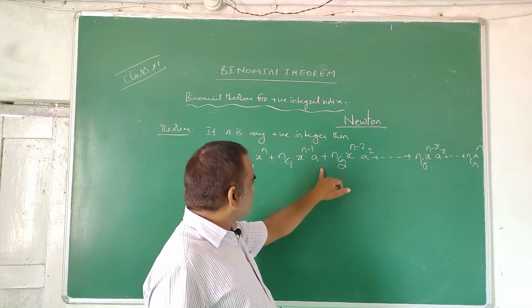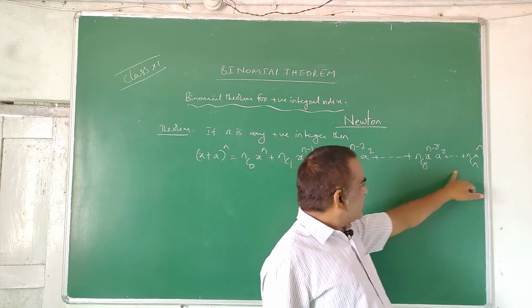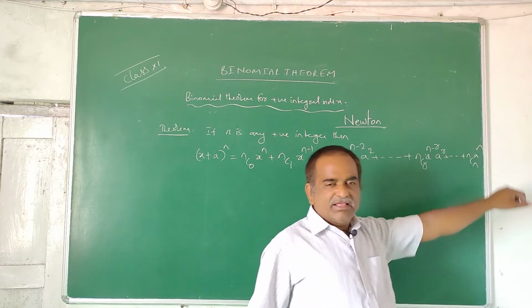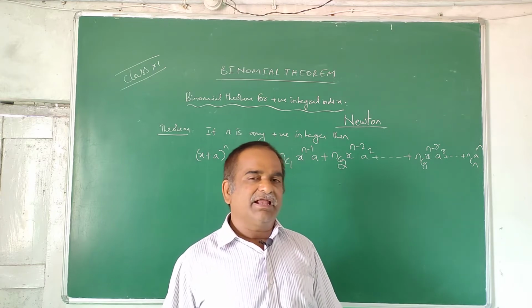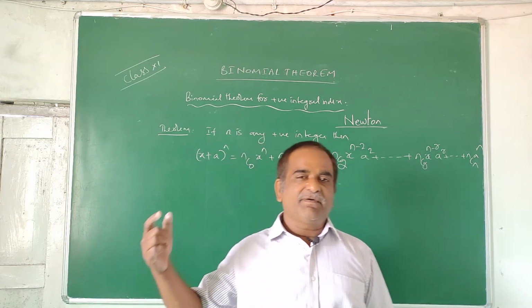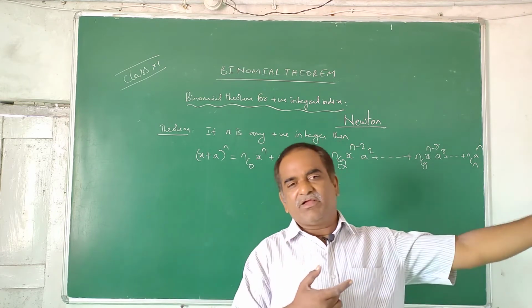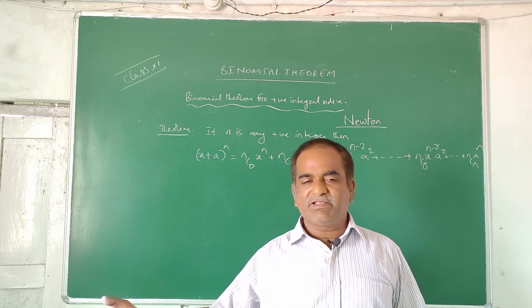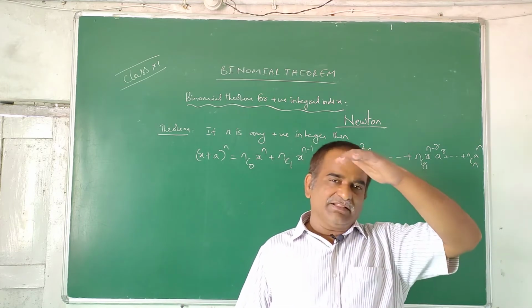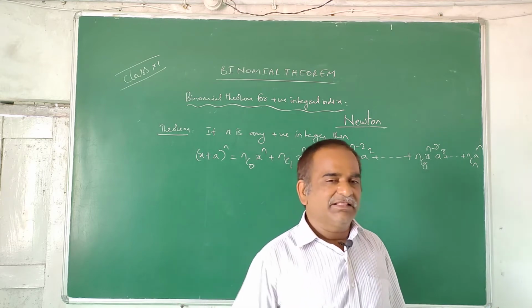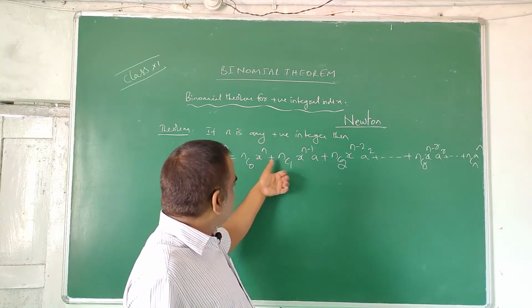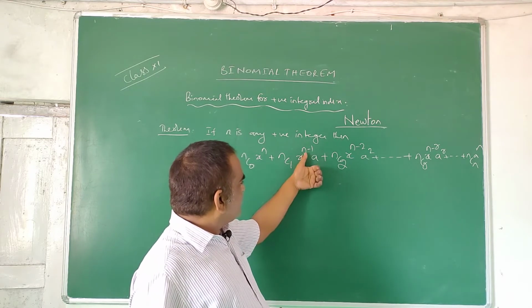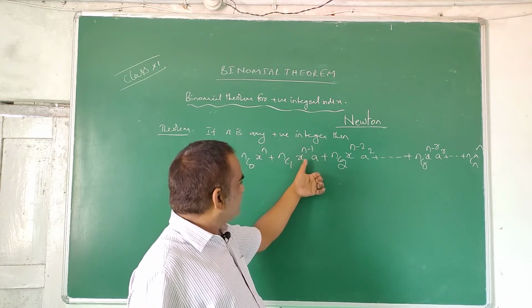So gradually it is increasing by 1, and finally it has ended up with power n, which is the index of the binomial. So x power is starting from n going to 0, a power starting from 0 going to n. One is in decreasing order and the other is in increasing order. And now in each term you can see the sum of the powers of x and a.